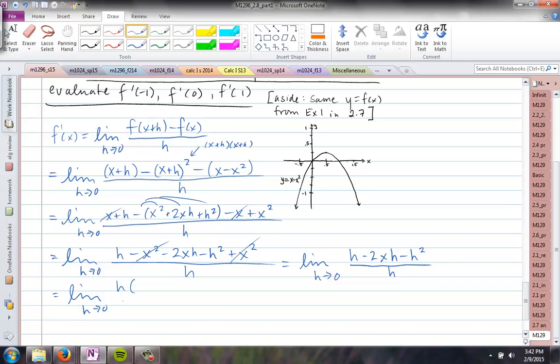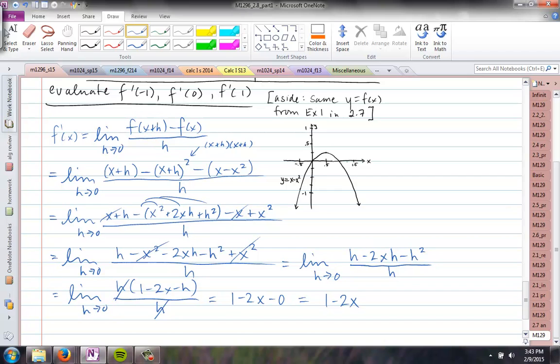So factor out that h, you're left with 1 minus 2x minus h. Cancel with the h in the denominator. We're not going to get 0 over 0 anymore. We substitute in our h equals 0 and we get 1 minus 2x minus 0, which is 1 minus 2x.